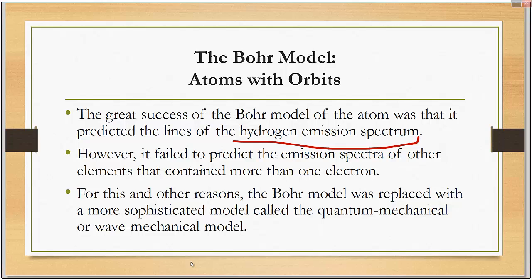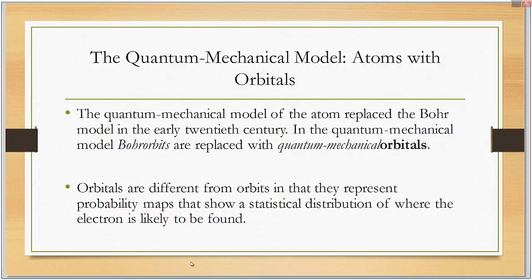For this and other reasons, the Bohr model was replaced with a more sophisticated model called the quantum mechanical or wave mechanical model. The quantum mechanical model of the atom replaced the Bohr model in the early 20th century, and Bohr orbits were replaced by quantum mechanical orbitals. Orbitals are different from orbits in that they represent the probability that shows a statistical distribution of where the electron is likely to be found.